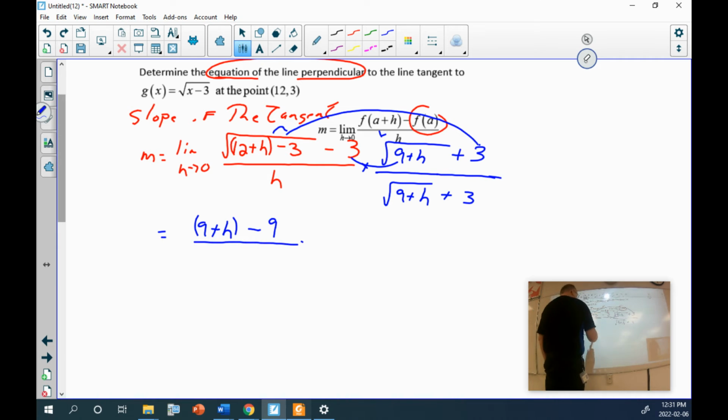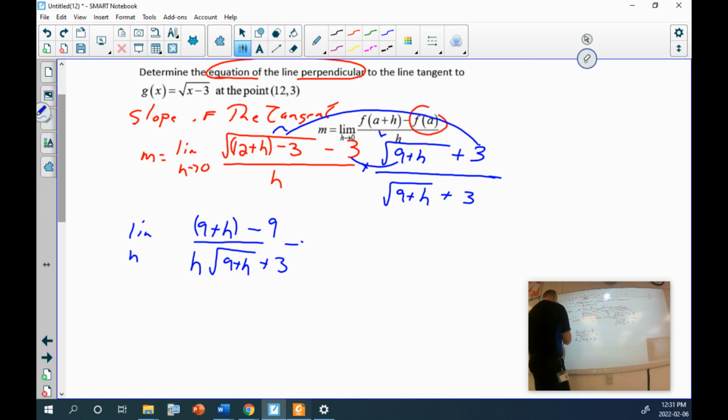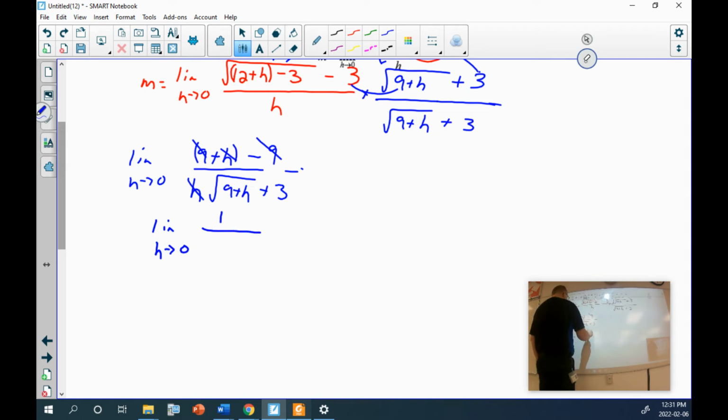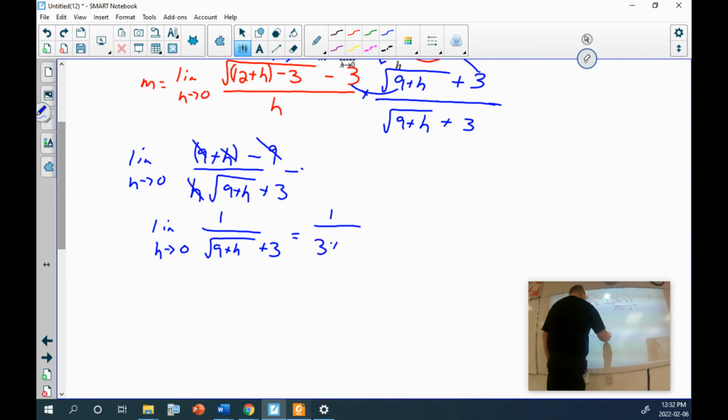And on the bottom, I have h times the square root of 9 plus h plus 3. I have the limit as h approaches 0. That 9 and that 9 will cancel off, or will become 0. Therefore, that h and that h will cancel off. Now I've got the limit as h approaches 0 of 1 over the square root of 9 plus h plus 3. Plug that in. I have 1 over 3 plus 3. I have 1/6.